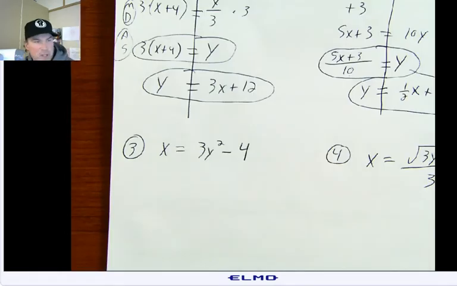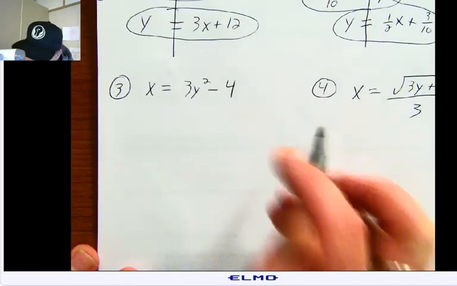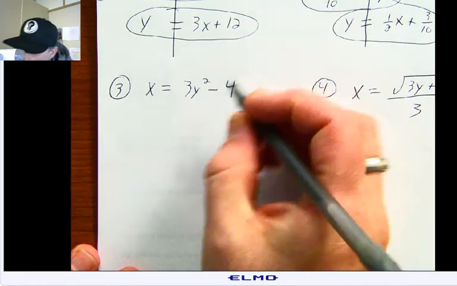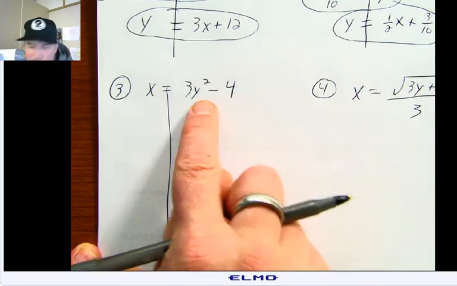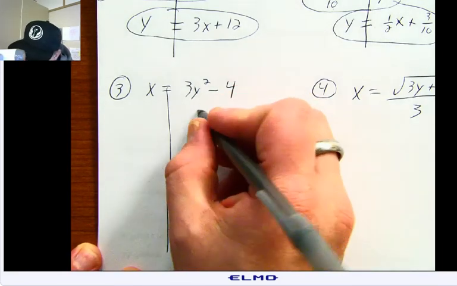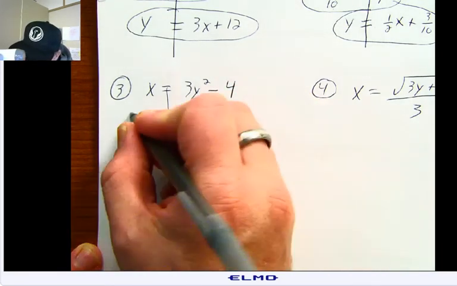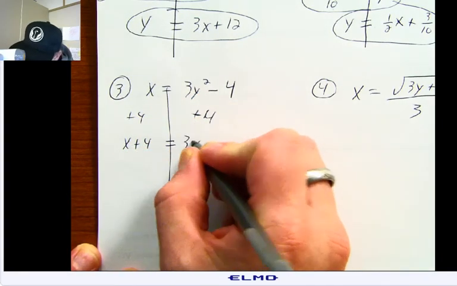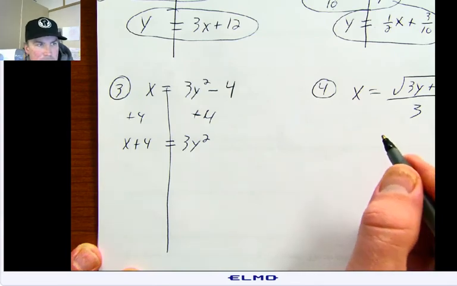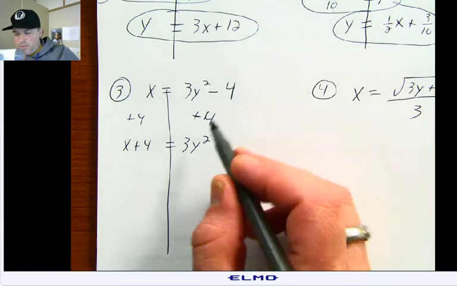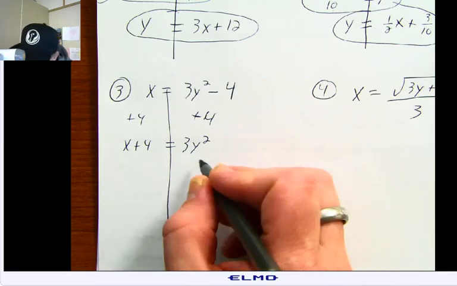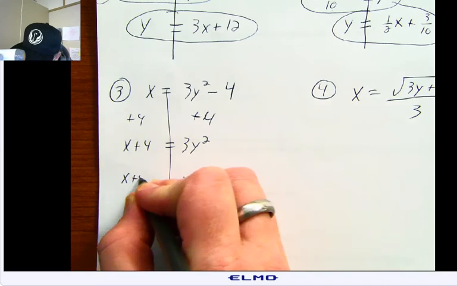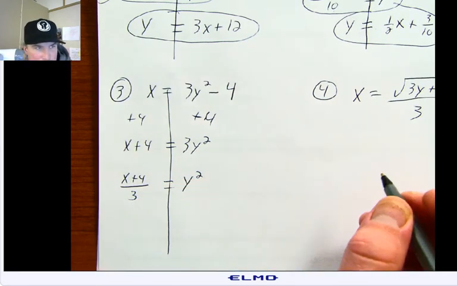Example 3, a square root problem. Well, it's a squared problem, but you want to undo a square by square rooting. So the bottom of my order of operations is addition or subtraction. So I add 4 to both sides. Over here I have x plus 4. Over here I have 3y squared. Next I have some division I could do. I have 3 times y squared. So I divide both sides by 3, and I get y squared equals x plus 4 divided by 3.